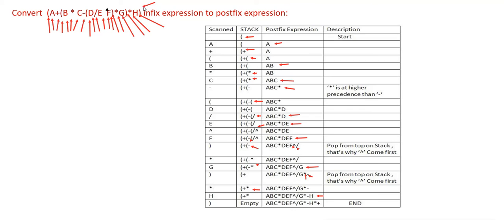Last comes the final closing bracket. Both the operators need to jump out. First the higher precedence, hence multiplication, and then plus. So this is our postfix expression.